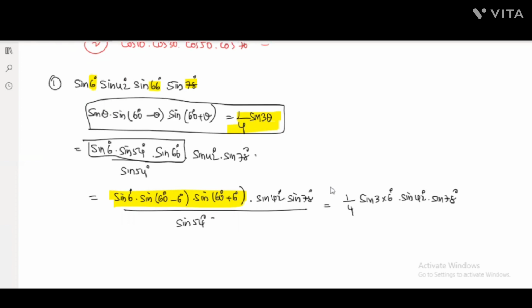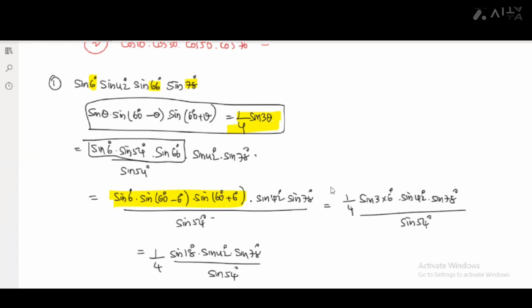So we have sine 54 divided by sine 54. This is 1 by 4 sine 18 degrees, 3 into 6, and sine 42 degrees into sine 78 degrees by sine 54. Now again, if you look at this numerator, 18 degrees, we can write 60 minus 18 and 60 plus 18. So again we can convert into the same formula.